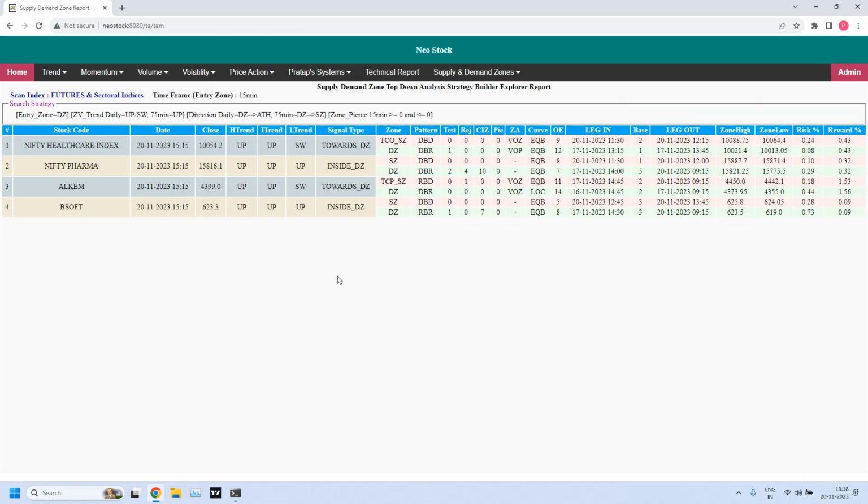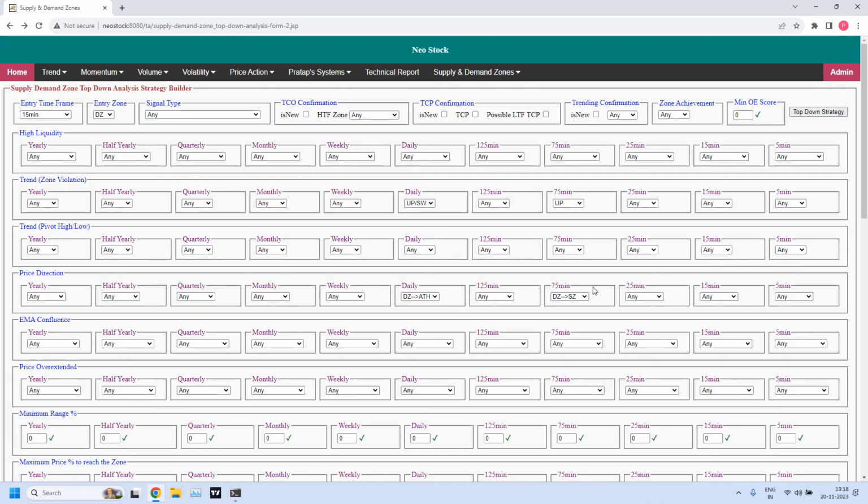Yes, 4 stocks are having 75 minute supply zones. So all these stocks are as per the bullish trade setup. Next, the third report for the bullish trade setup. What is the third report? On 75 minutes also they are traveling from demand zone to all-time high.